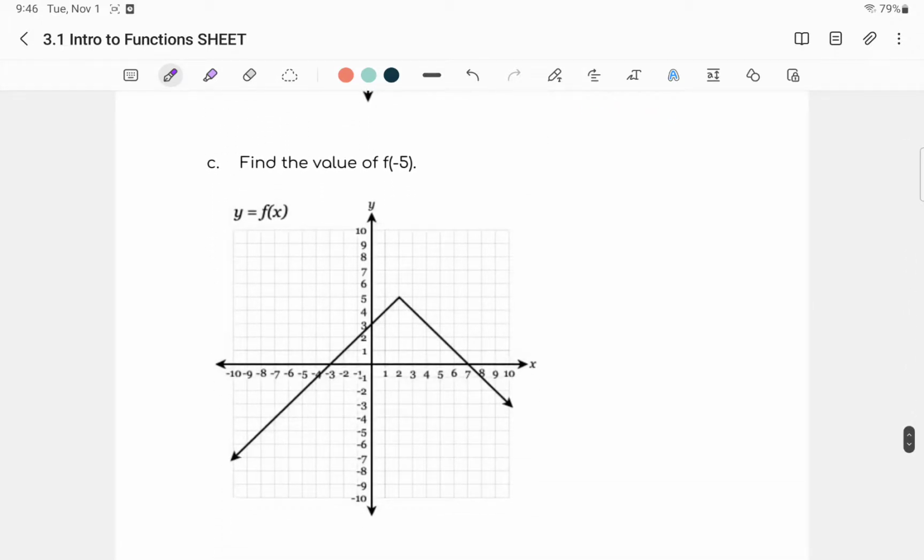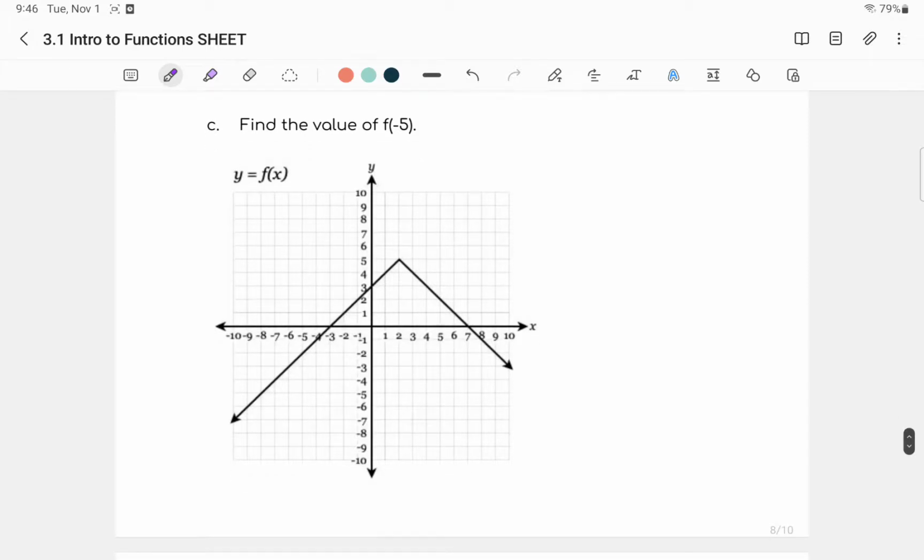So if you want to go ahead and pause and try this one, you can, or you can just keep watching. But find the value of f of negative 5. So again, we're looking for negative 5 on the x-axis. We're looking where the graph is going to meet there. And that would be right here. So what is y? Y is negative 2.